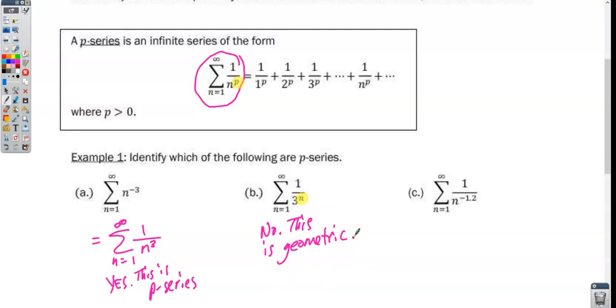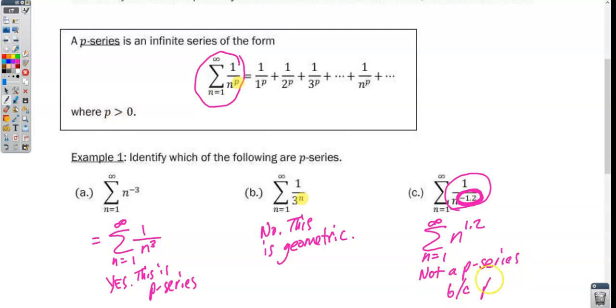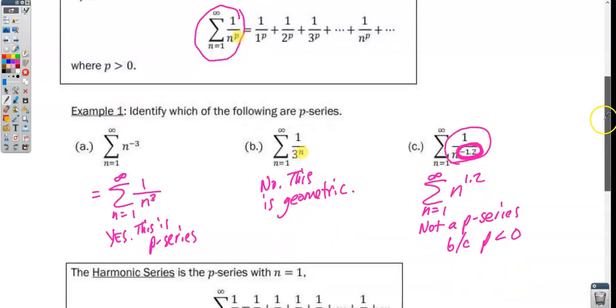And then this third one is very similar to what I just talked about in the very beginning. I can rewrite this as sum from n equals 1 to infinity of n to the 1.2. But in this form, this is not a P-series because p is less than 0.